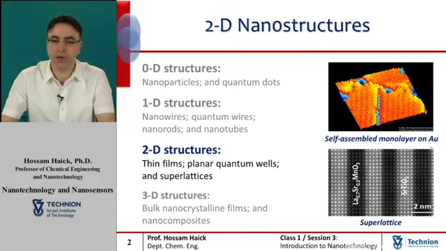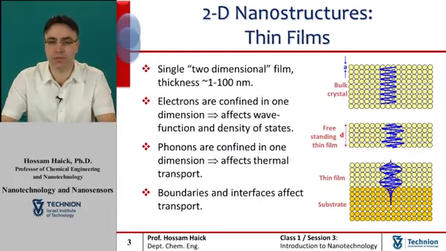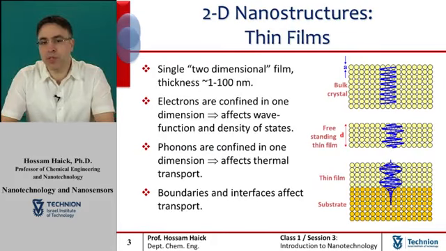In the lower image of the screen, you can see a transmission electron microscopy image of a superlattice, where alternate layers of two different materials exist. In this context, please note that the thickness of each layer is only 2 nanometers in thickness. One of the major groups in two-dimensional structures is thin film, namely two-dimensional film with a thickness that ranges between 1 to 100 nanometers.